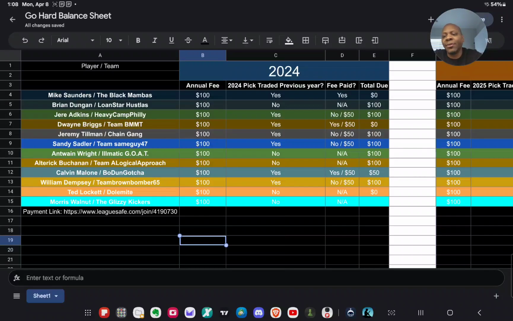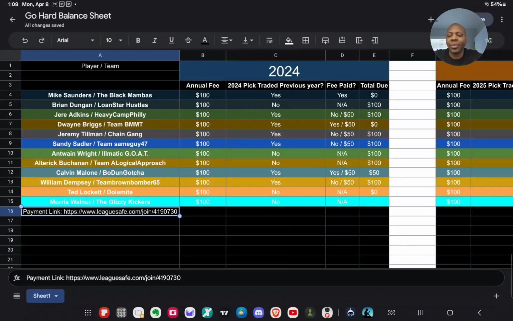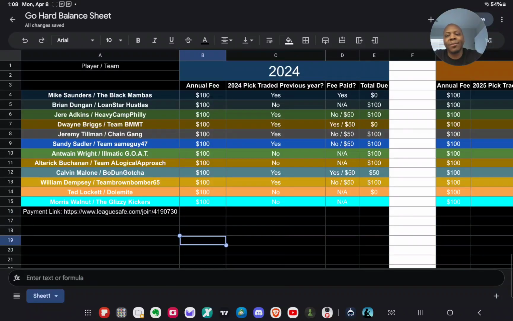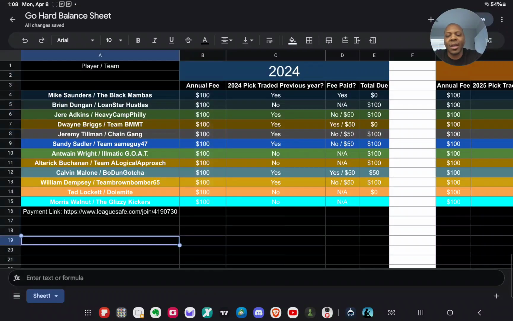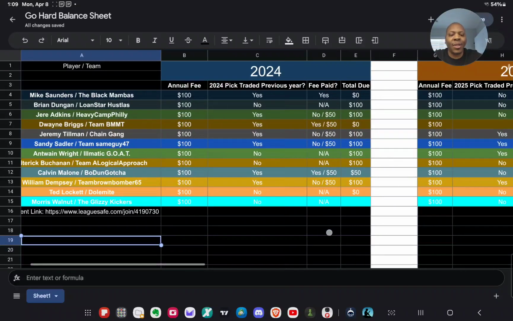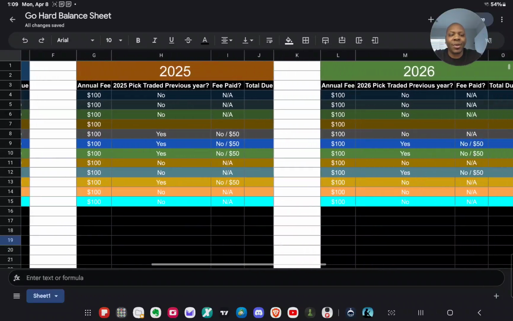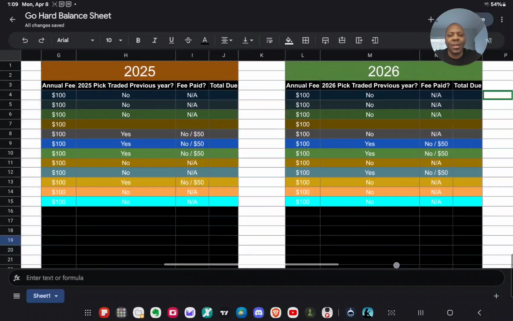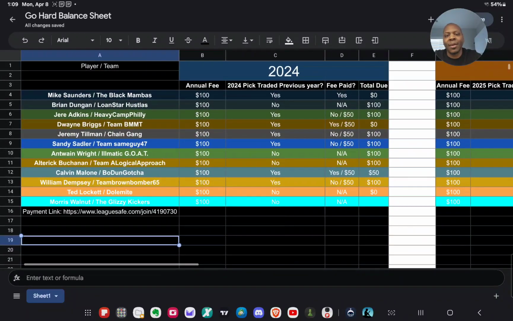But anyway, the first column here obviously is the team owners and their team name, and then right here at the bottom you'll see this is the link to make the payments at, right? All right, so the second column right here, column B, this is the annual fee, which is $100 each year. So here we got 2024, we got 2025, and we got 2026. Okay, so that's column B.